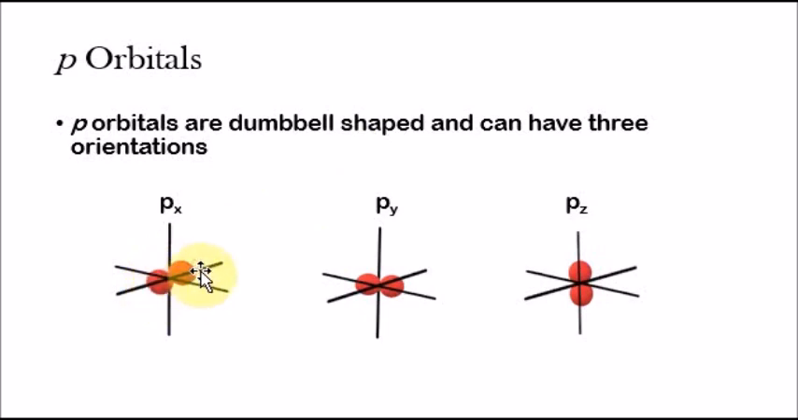If you look, this is a three-dimensional axis. This is the x-axis right here, this is the y-axis, and this is the z-axis. As you can see here on the x-axis, you can have p of x, which is one type of orbital. You can also have p of y, a different orientation, and then you can have p of z. There are three different orientations for p orbitals.